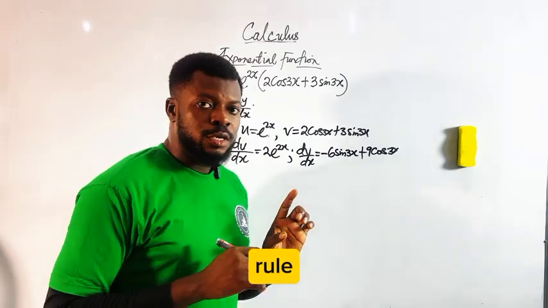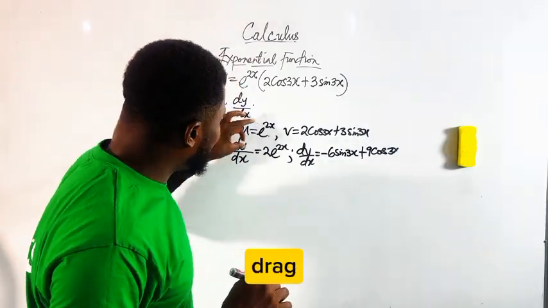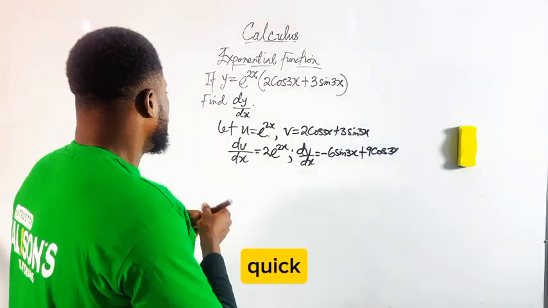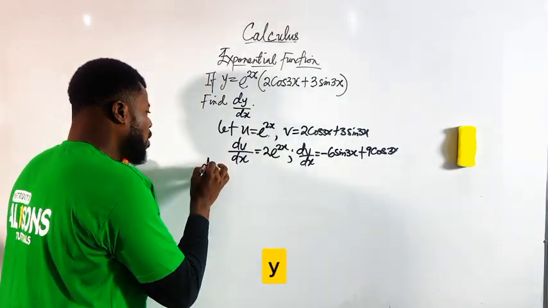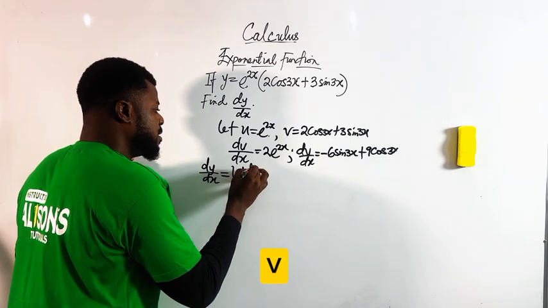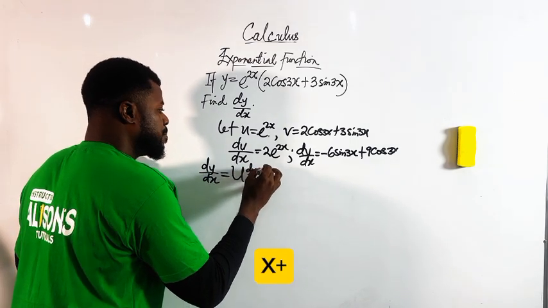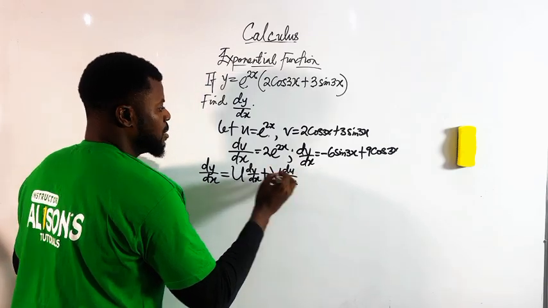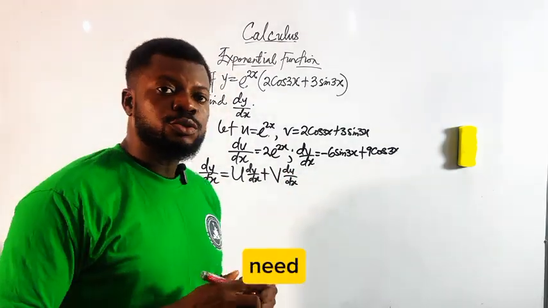for product rule so that you can drag all of these things and drop into the formula, and that will be all. Let's do that very quick. The formula for product rule is dy over dx, please take note of this formula, equal to u dv over dx plus v du over dx. Pretty simple.